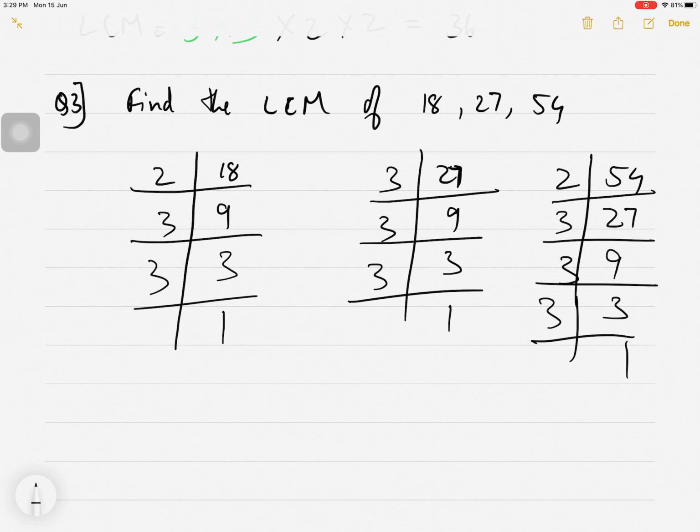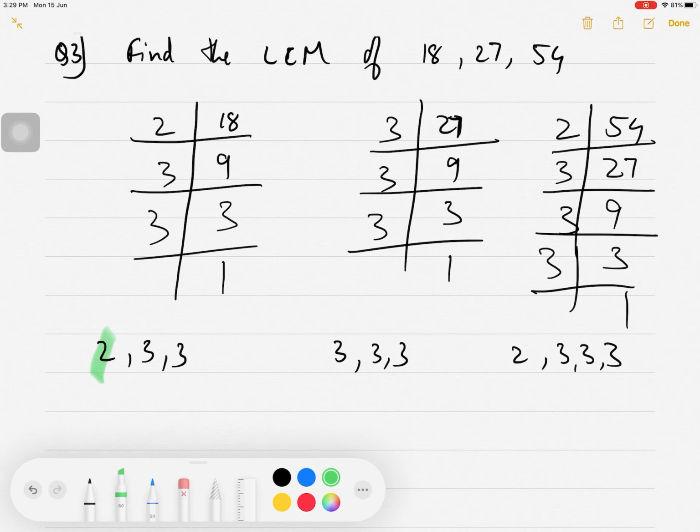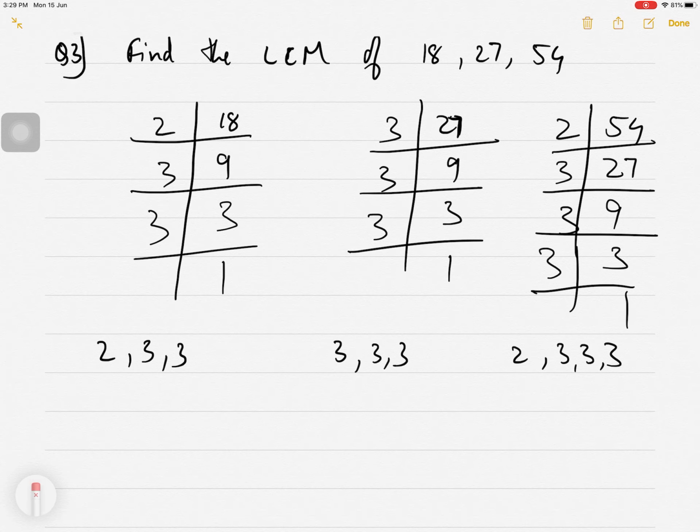So what are the prime factors of 18? 2, 3, 3 are the prime factors of 18. 3, 3, 3 are the prime factors of 27. 2, 3, 3, 3 are the prime factors of 54. Right? Let us see the common factors. No, 2 is not common. Okay. So the common factors are 3, 3. Correct? These are the common factors.